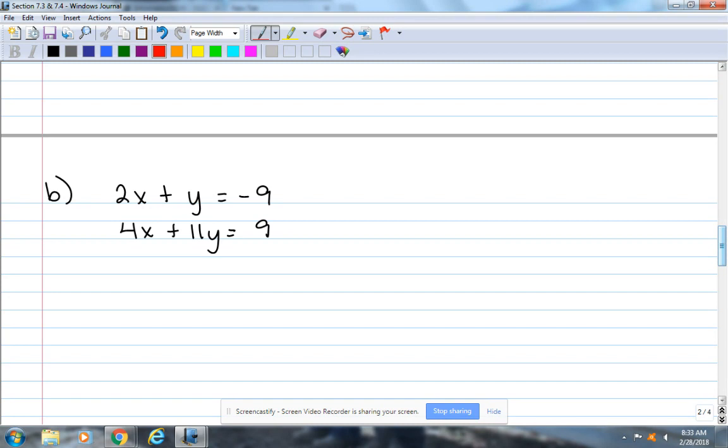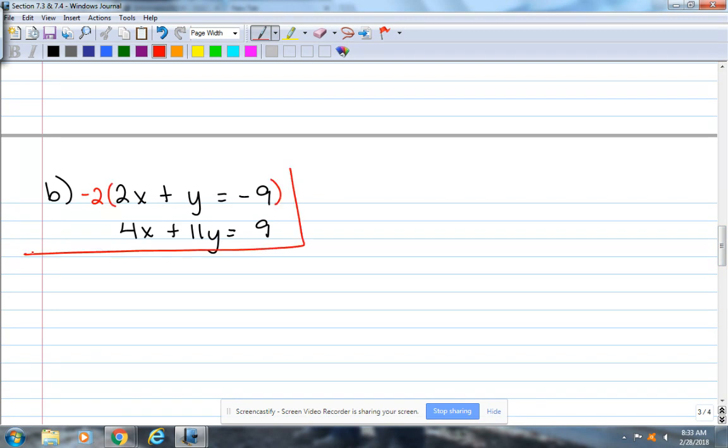Okay. So if I want to cancel the x's, I can multiply the top row by negative 2, right? Because then I would have a negative 4x and a positive 4x. And if I wanted to cancel the y's, I'd have to multiply the top row by, you know which one I'm going to pick? The smaller one. Yeah. Because when you start multiplying by 11, we're up at negative 99, right? So I'm going to use negative 2. Now, if you pick negative 11, it'll still work. You will just have bigger numbers.